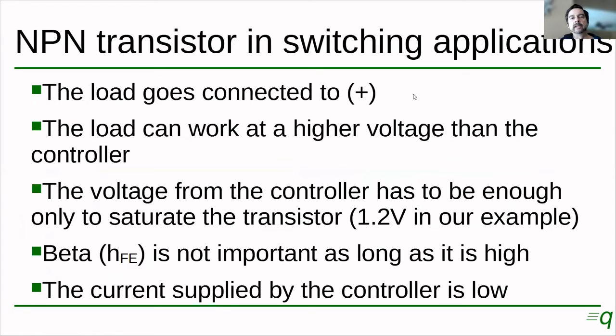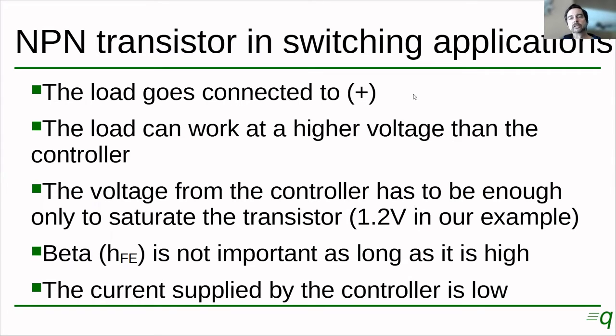When we use an NPN transistor in a switching application, like the circuit we just saw, the load gets connected to positive on one side, and the other side gets connected to the collector of the transistor. The load can work at a higher voltage than the controller. In the previous example, the load was being switched at 5 volts, while the base was connected to a controller that could supply only 3.3 volts.